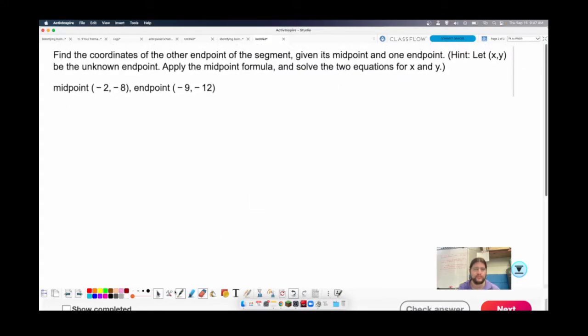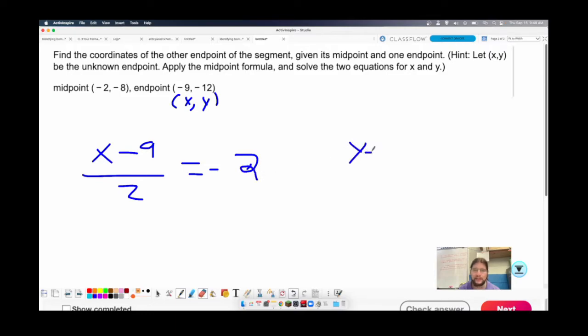Okay, midpoint. We have the midpoint and we have the endpoint. Again, the midpoint formula, you add your x's and divide by 2, and we're missing an endpoint, right? So let's call it x, y. Does that sound like a good variable for you? Okay. So add up our x's and divide by 2. That should give me the midpoint. Add up the y's, divide by 2, and that'll give me the y coordinate of my midpoint.